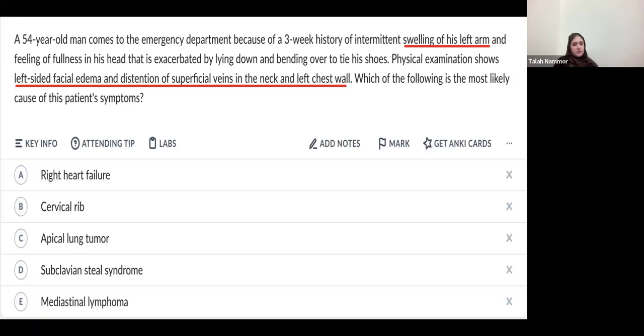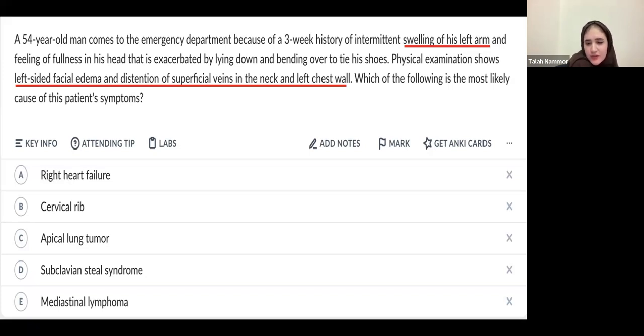Guys? Yes? Why right heart failure? Wait, the swelling is exacerbated by specific things, bending down, lying down. He has edema in his face and distended superficial veins. C, I think, apical lung tumor. Do you guys agree? Does a Pancoast tumor cause that? If you think of it, where are Pancoast tumors?